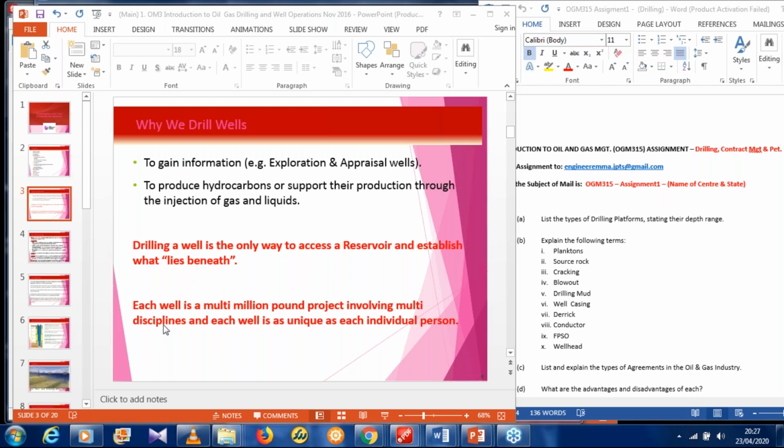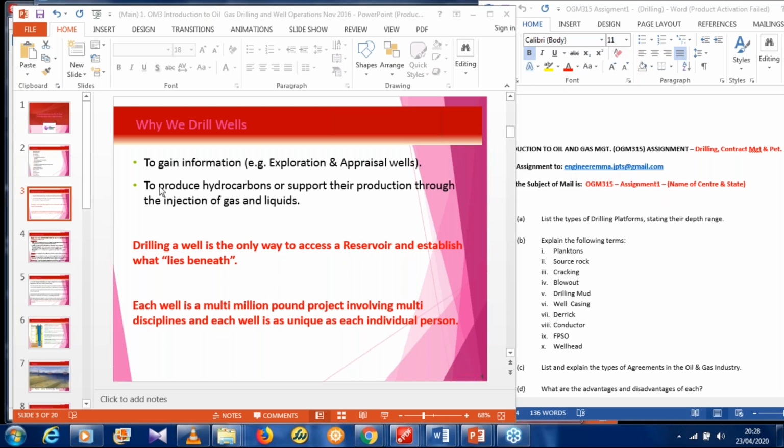Now, each well is a multi-million pound project. Usually, a lot of money is pumped into getting this well. Many disciplines are involved. It's a huge project in drilling a well. Each well is as unique as each individual person. The well you have in Bayelsa, or maybe in Southern Ijaw local government, will not be the same as the well you have somewhere in Imo State. So they are all unique in their own way.